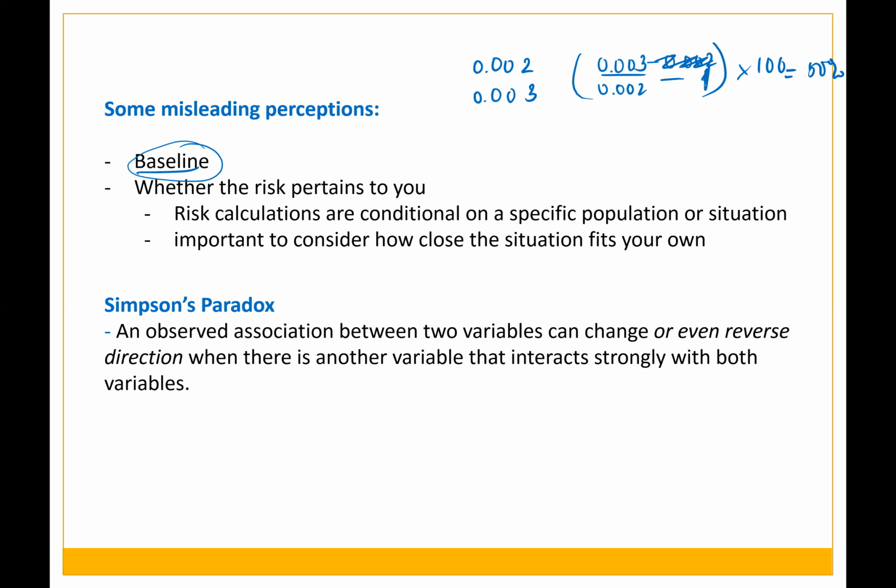Then we have another concern, which is whether the risk really pertains to you. Risk calculations are very conditional on a specific population or situation, and it's really important to consider how that risk relates to you. For example, I think in the online notes there's a very helpful example about sports and athletes, where some sports are more likely to cause knee injuries than other sports.